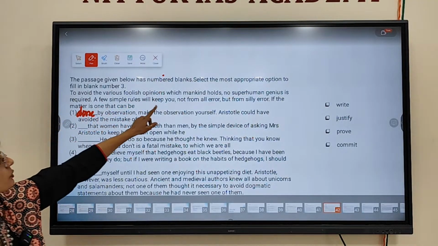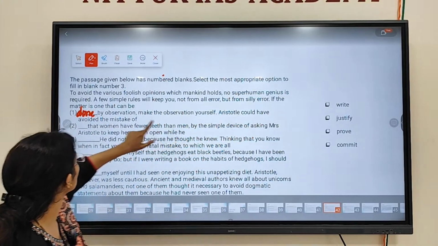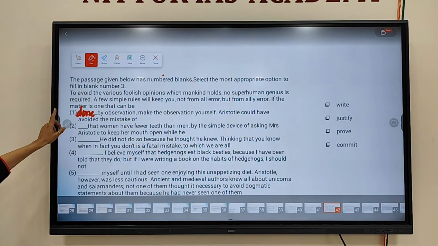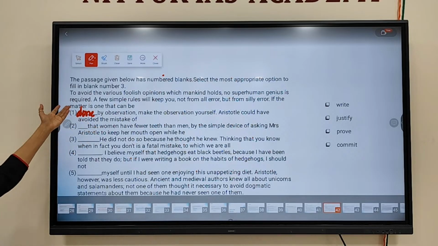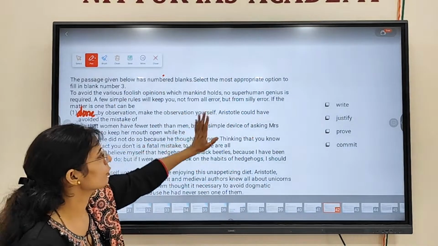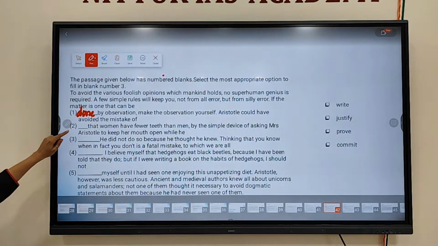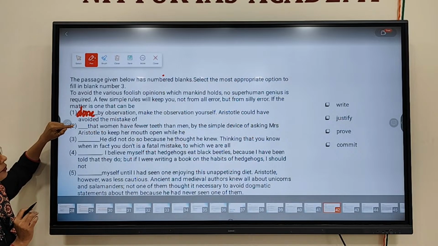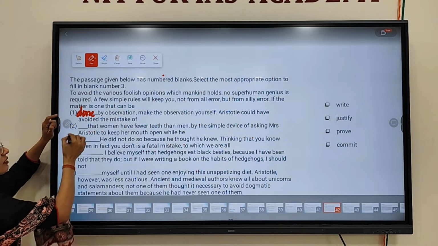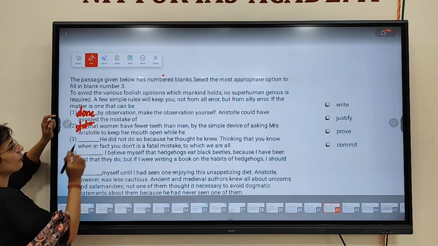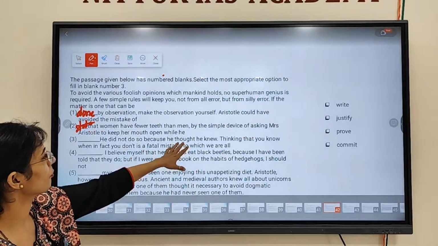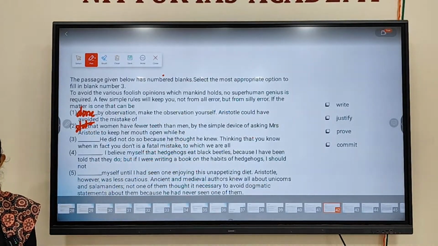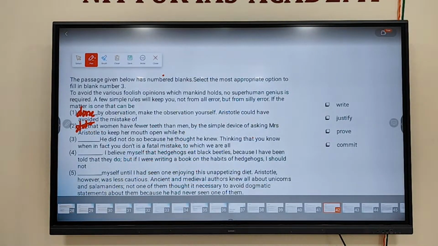Okay, a few simple rules will help you, not far from error, but from silly error. If the matter is one that can be done by observation or solved by observation or proved by observation, make an observation yourself. Aristotle could have avoided the mistake of stating that women have fewer teeth than men by simply asking Mrs. Aristotle to open her mouth and count her teeth. Correct? Makes sense? Okay.